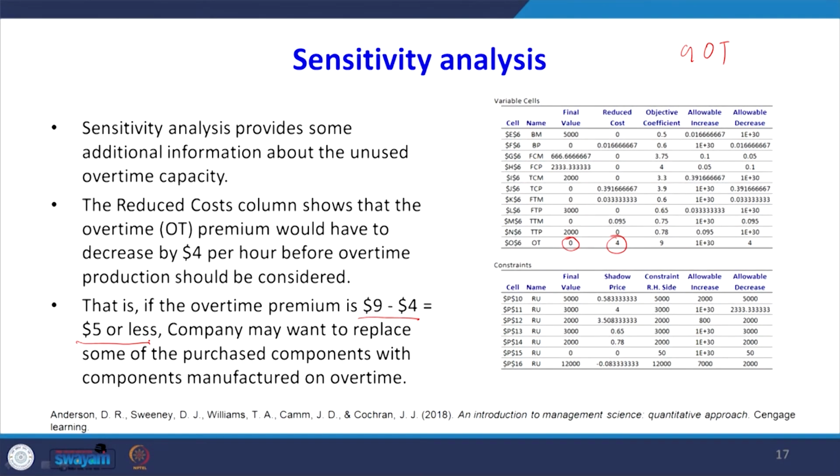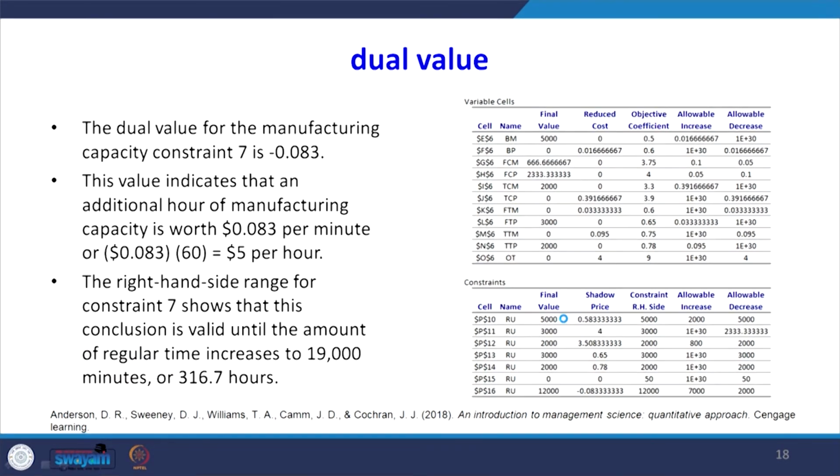So, what will happen if it is 5 for OT? There will be a possibility that we will be forced to use OT, because that will be beneficial for you. That is the interpretation of this reduced cost. Then we will interpret the dual value. The dual value for the manufacturing capacity constraint 7 is minus 0.083.